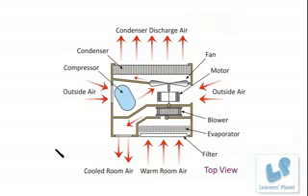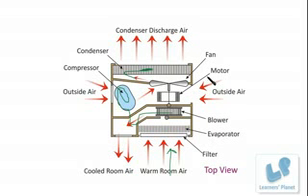So basically this is the top view of the air conditioner. Here you can see that the warm room air moves inside the room and then it passes through the evaporator and the blower. From this it will move on to the compressor where the air will get compressed, and then it will move on to the condenser where it gets condensed, and finally the condenser will discharge the air outside the room.